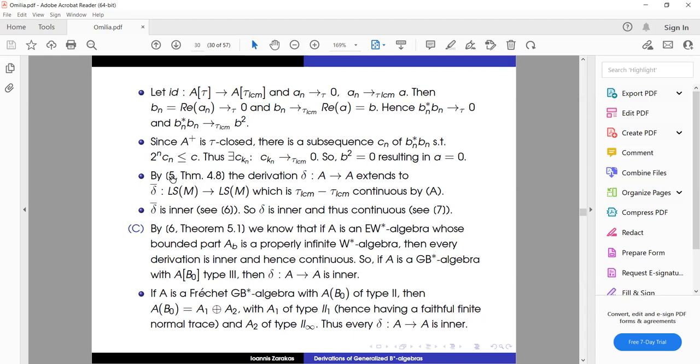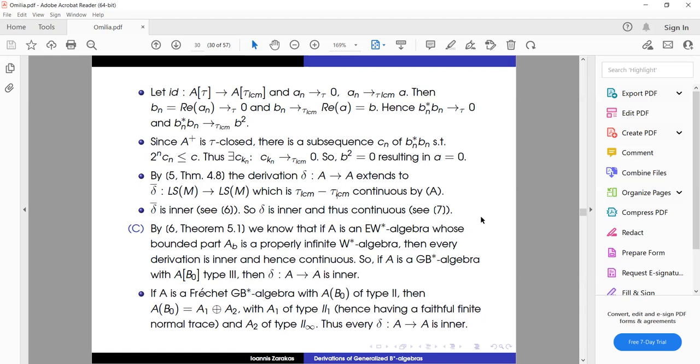This reference is from a paper of, if I recall correctly, Baer, Sukochev, and Chilin. They did this job. They said that you can extend. So the extension delta bar is continuous by alpha. Delta bar is also inner. Again, this reference is the paper of Baer, Chilin, and Sukochev, from which we end up having our initial derivation delta to be inner and hence continuous.